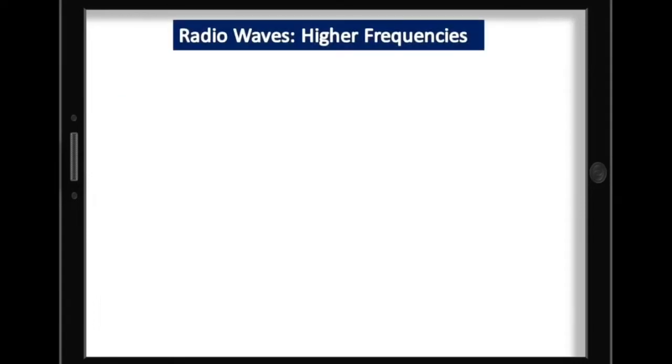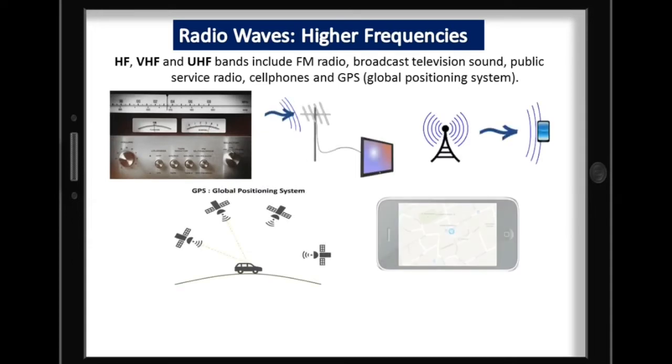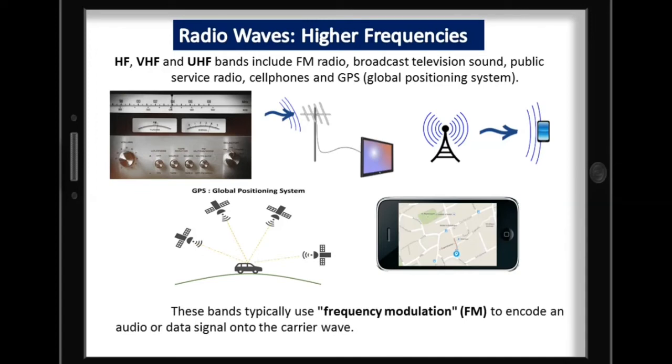Next are the uses of radio waves with higher frequencies. High frequency, very high frequency, and ultra high frequency bands include FM radio, broadcast television sound, public service radio, cell phones, and GPS or global positioning system. These bands typically use frequency modulation or FM to encode an audio or data signal onto the carrier wave.